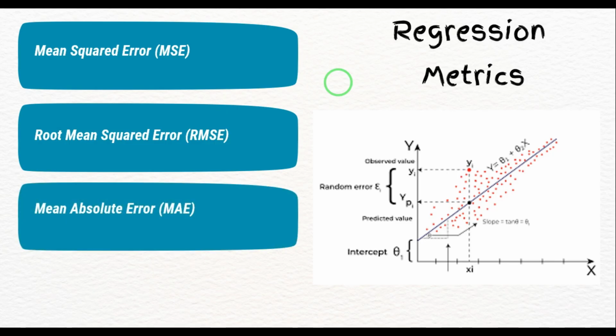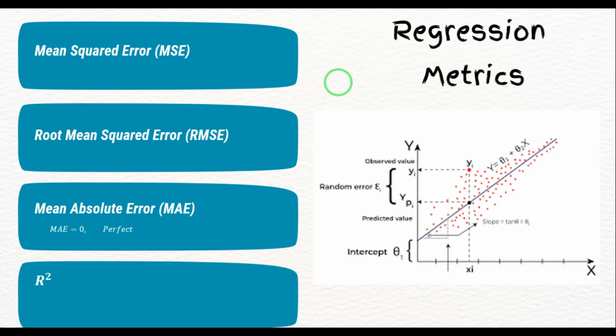The third one is mean absolute error, MAE. It measures the average size of the errors, or the average distance between predicted and actual values, regardless of their direction. MAE of 0 is perfect. And the last one is R-squared, the coefficient of determination. It represents how much of the variance in the target variable is explained by the model. R-squared of 1 is the perfect prediction, R-squared of 0 is no better than predicting the mean, and R-squared less than 0 is worse than predicting the mean.